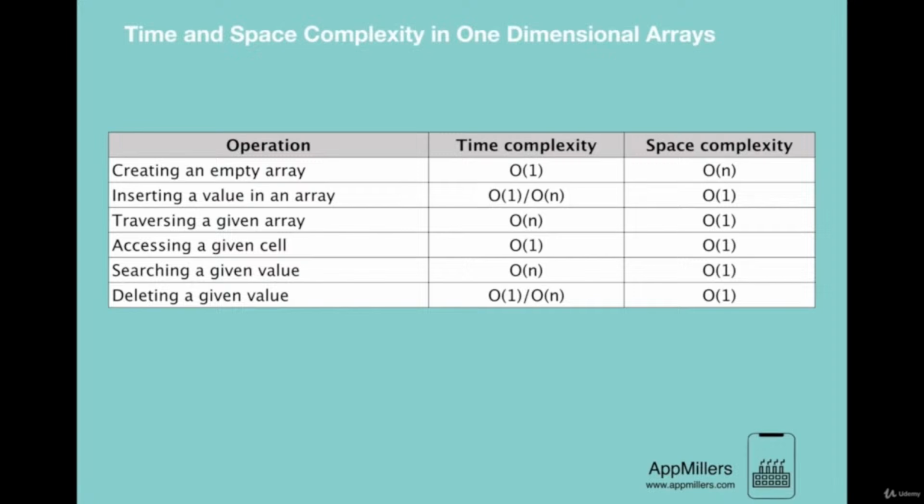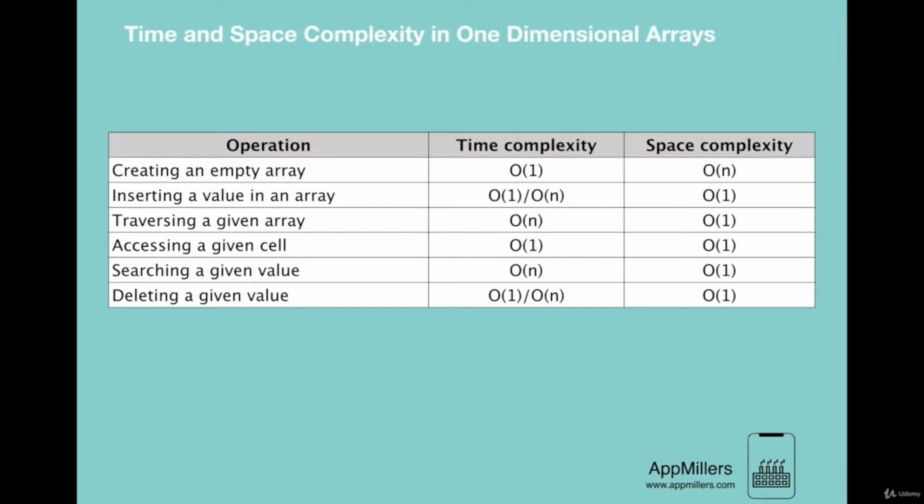Then the next operation is traversing a given array. Traversing a given array will take O(n) time complexity, because what traversing means is that we have to visit each element of an array and we can print it or update it. So this means that we will visit the whole array's elements, which will take O(n) time complexity. Once again, space complexity here is O(1) because we don't need extra space for performing this operation.